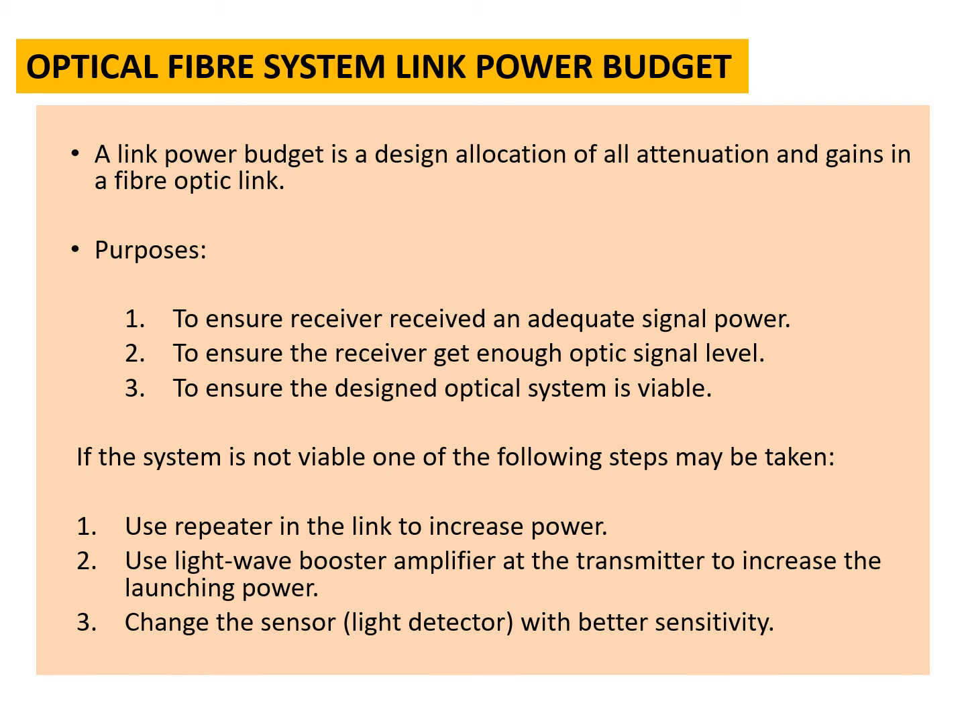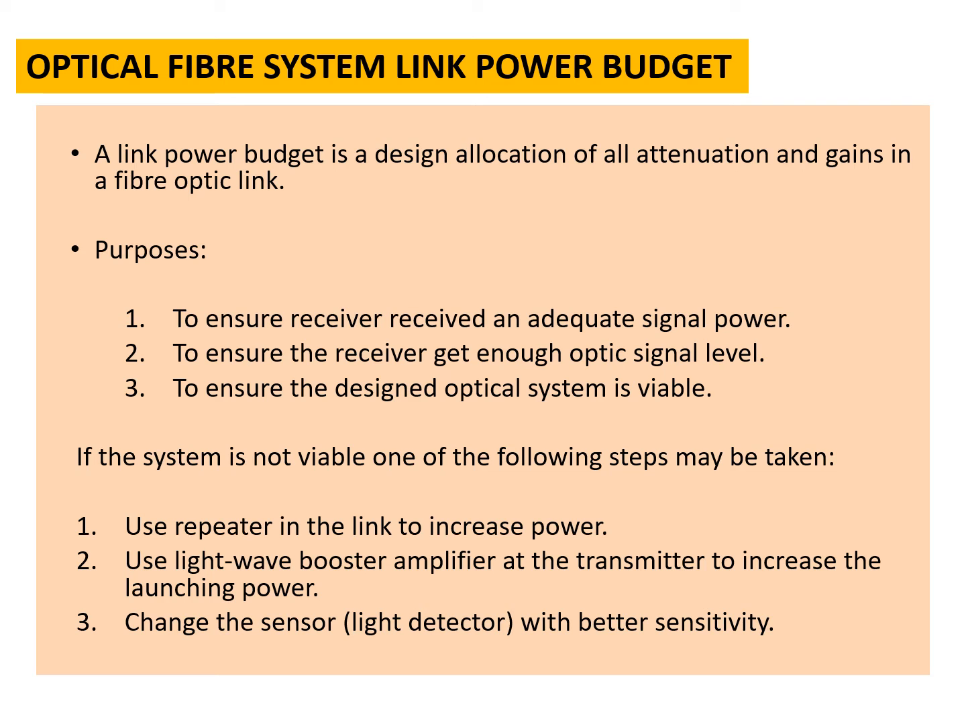In fiber optic system, a link power budget is a design allocation of all attenuation and gains in a fiber optic link. The purposes of link power budget are: number one, to ensure the receiver receives enough signal power. Number two, to ensure the receiver gets enough optic signal level. And number three, to ensure the designed optical system is viable.